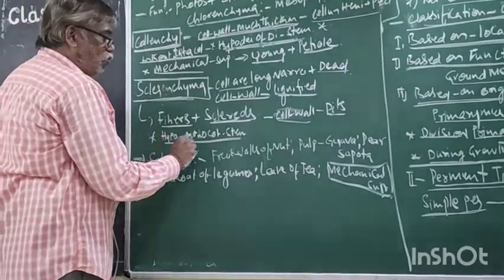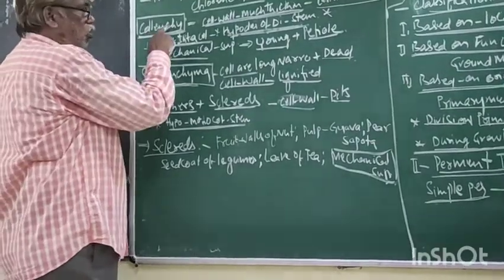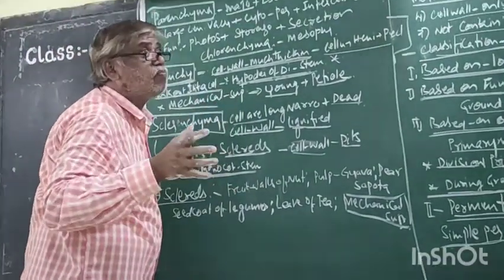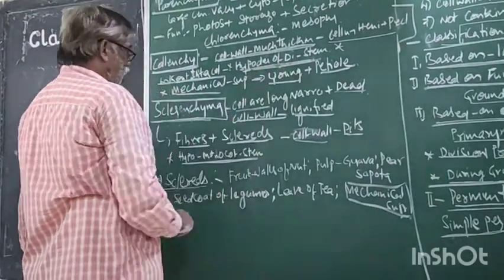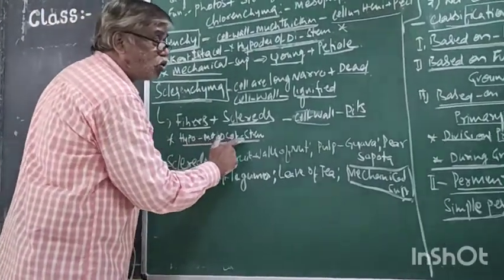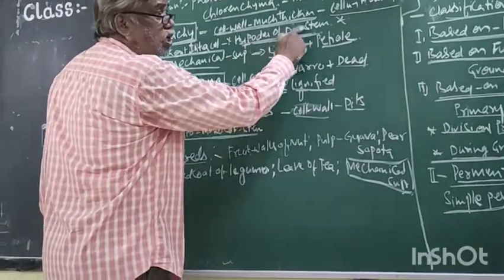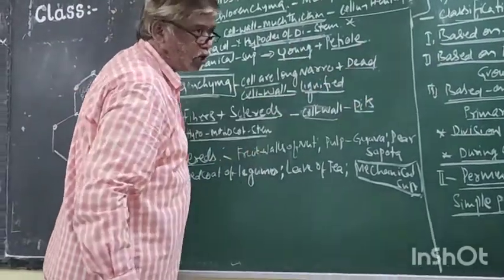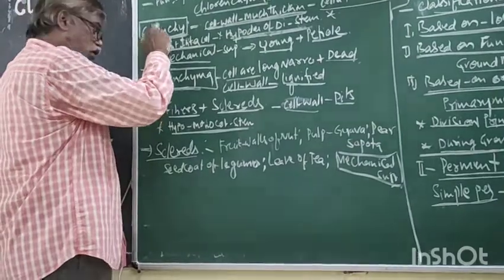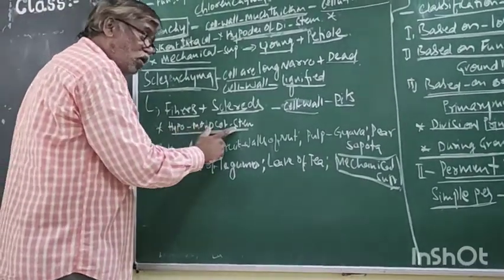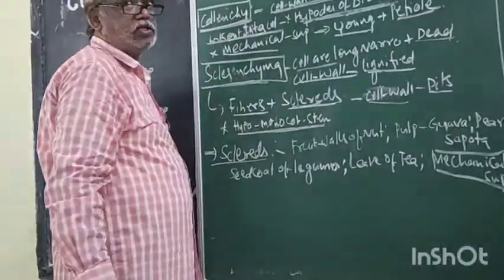Now, where is sclerenchyma found in the plant? For example, hypodermis of dicotyledon. Of course, roots do not have hypodermis. But the hypodermis of dicotyledon is made with collenchyma. The hypodermis of monocot is made with sclerenchyma. This example is very important.